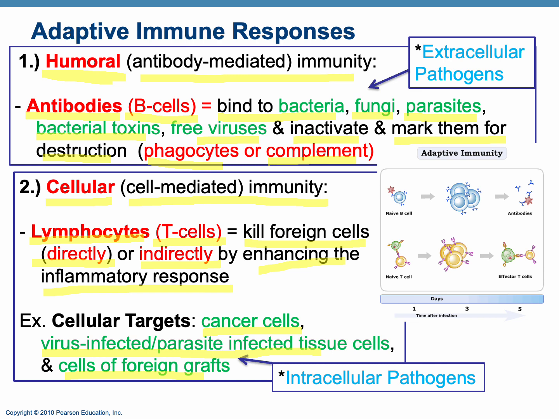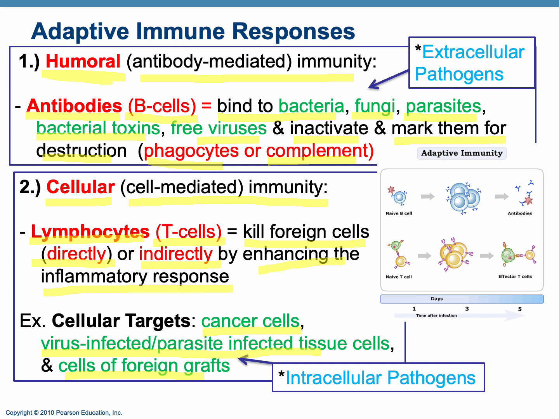So per se, a foreign graft would be maybe someone's a burn victim, the transferring of skin from another part of the body, and hopefully the body still accepts that, okay? Or we could even be referring to organs. Hopefully the organ is accepted and not considered to be a pathogen, an antigen. So that's the idea there.